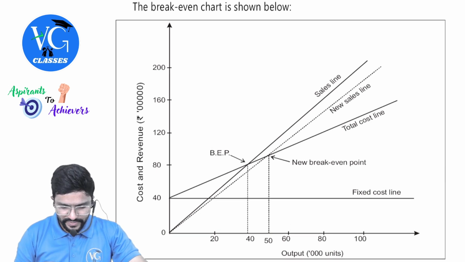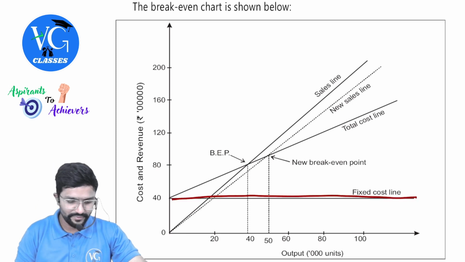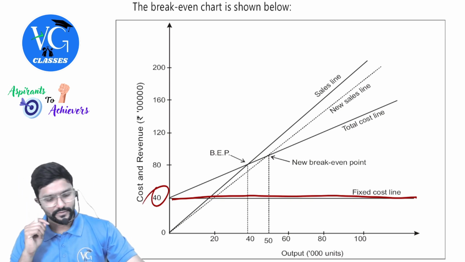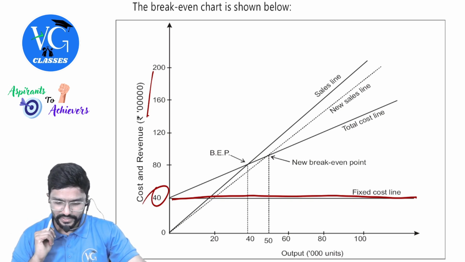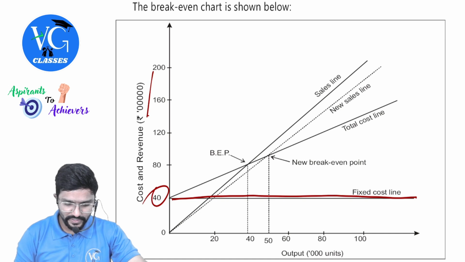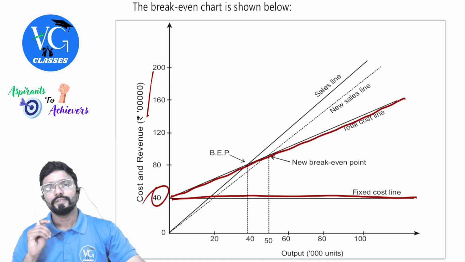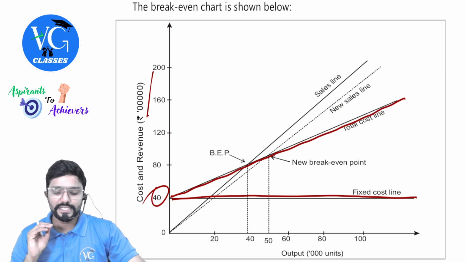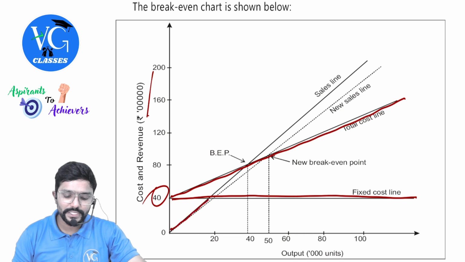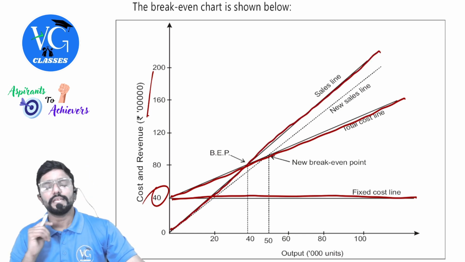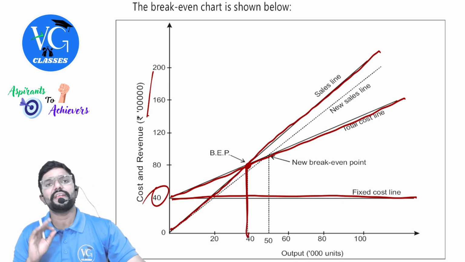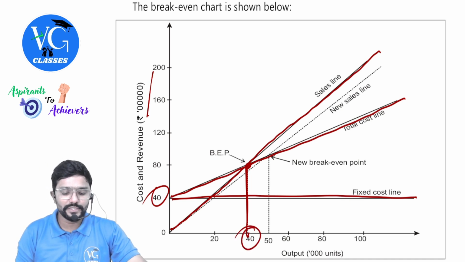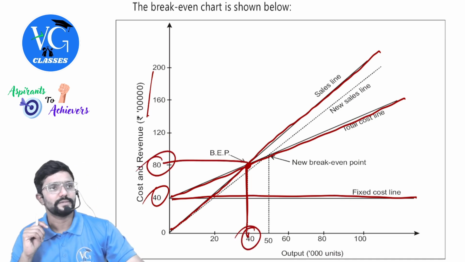Break-even chart. Guys, first draw the fixed cost, 40 lakh. So everything is in lakhs. Next, total cost line. We'll start from here. Then sales, you start from zero, guys. First sales line is this. Sales line. So this is my angle of incidence. This is my break-even sales in units, and this would be break-even sales in rupees.